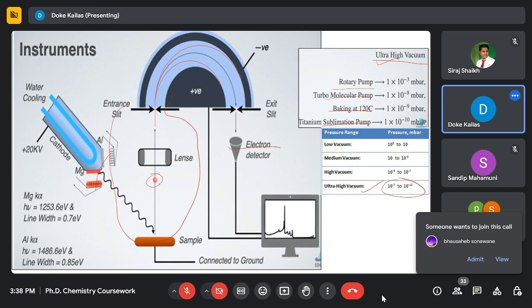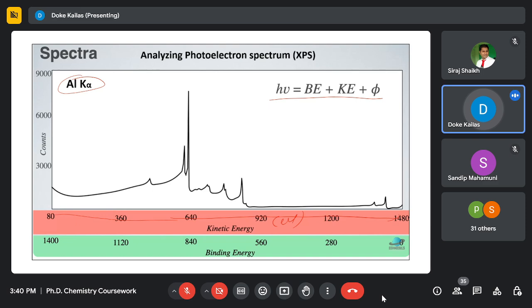For this particular spectrum, it is showing 80, but it should start from 0. It has units of electron volts, 80 electron volts to 1480 electron volts. So this number indicates that this X-ray source is aluminum K alpha. If this number is up to 1250 on the scale, that indicates that this particular X-ray source is less powerful than aluminum, which is magnesium K alpha.